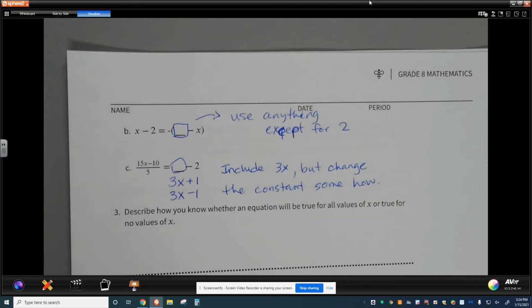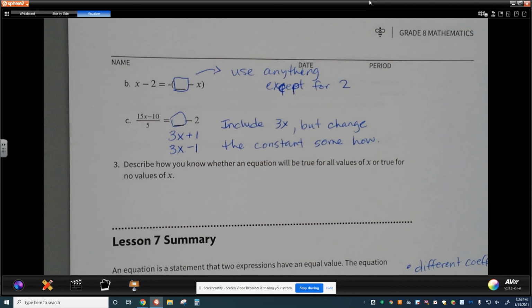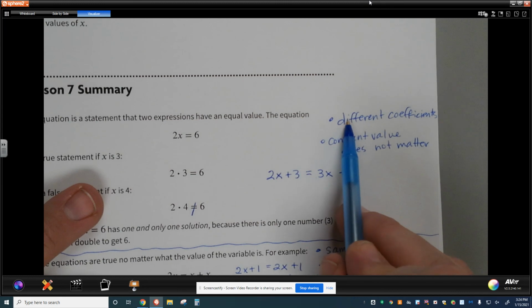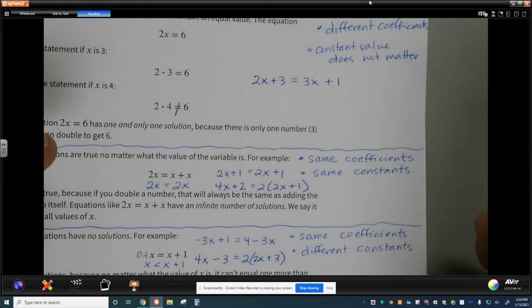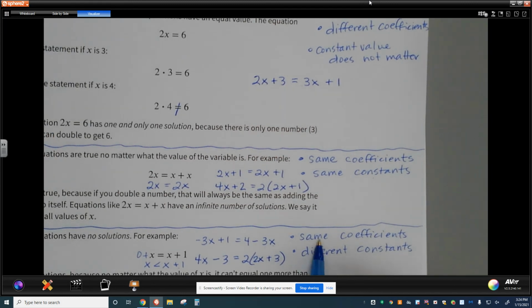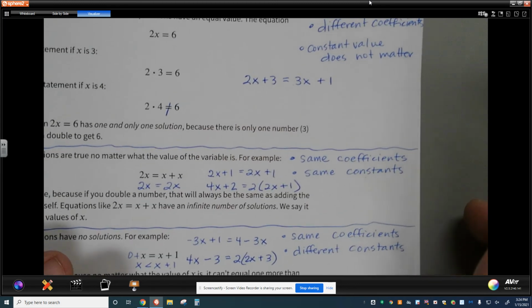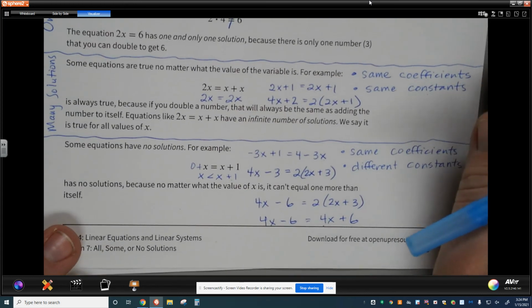Okay, so describe how you know whether an equation will be true for all values of x. Well, when we're talking about true for all values of x, it is always true, because what we find out is that an equation will always come out true. I think one of the pieces that we can look at for this last question right here is if we understand that we have same coefficients and same constants, then we have the exact same two expressions. The expressions are always equal. If we have same coefficients and different constants, then the expressions will never be equal to each other, and we can know the difference between infinite solutions and no solutions.